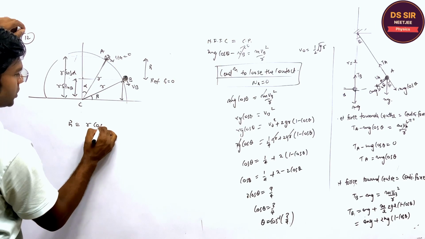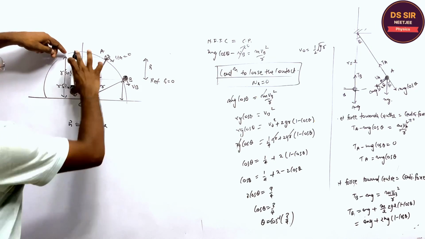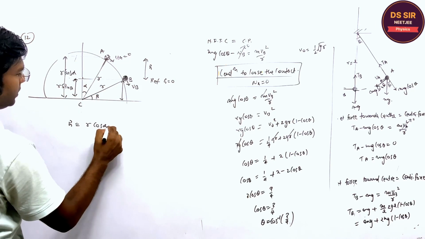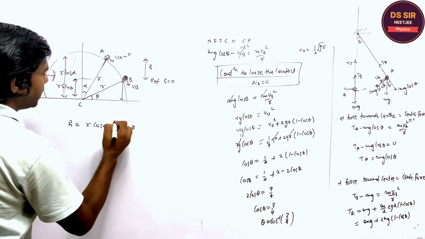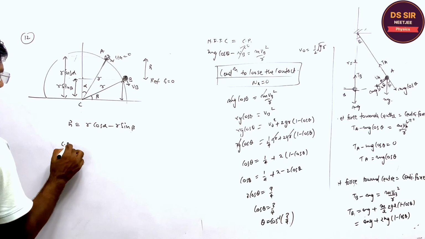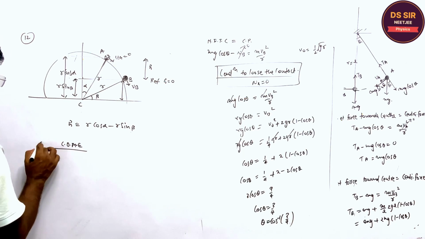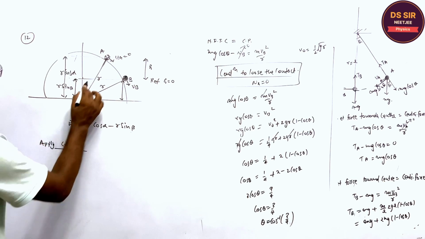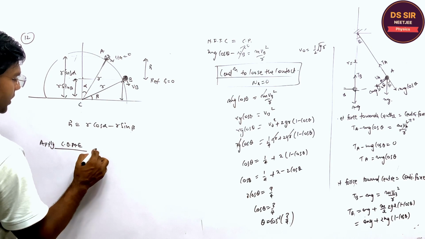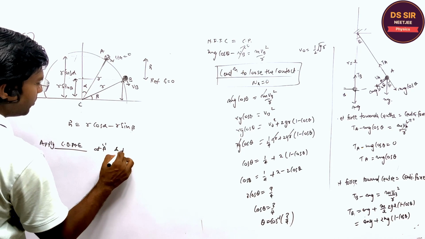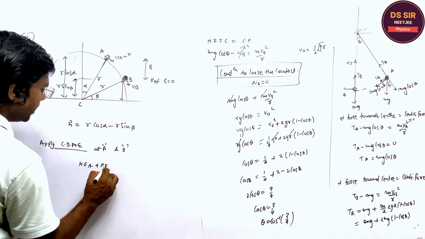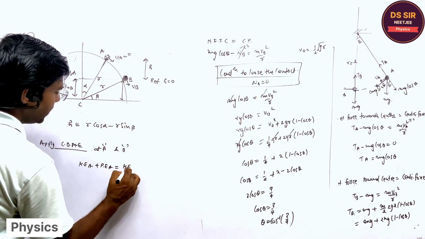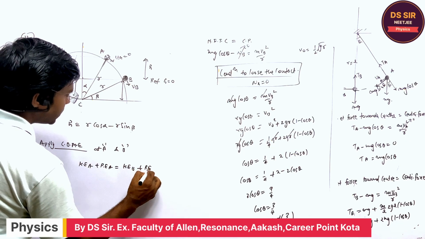Say r cos alpha minus r sin beta. Is it clear or not? Yes. Right. So, applying the conservation of mechanical energy at A and B: kinetic energy at A plus potential energy at A is equal to kinetic energy at B plus potential energy at B.